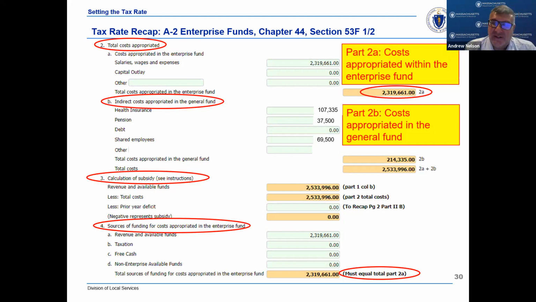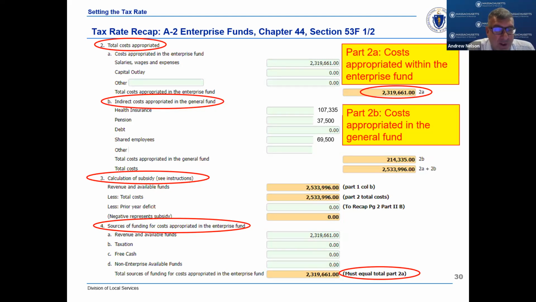So the enterprise fund has $2.3 million of direct expenses, but it needs to pay for $2.5 million of expenses because it's also paying for $214,000 of those indirect costs that are in the general fund. We now go down to section 3. This is where our revenue is available. That came over from the first part of the enterprise fund, the revenues that we looked at a minute ago. They had 2.5 million in revenue, which is exactly what we need. So we're looking good there.